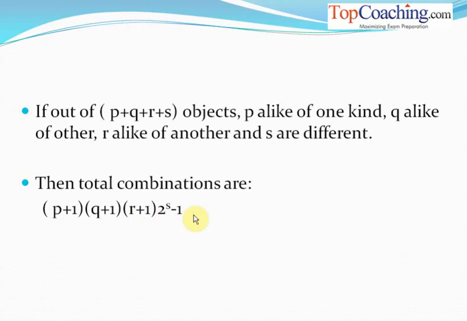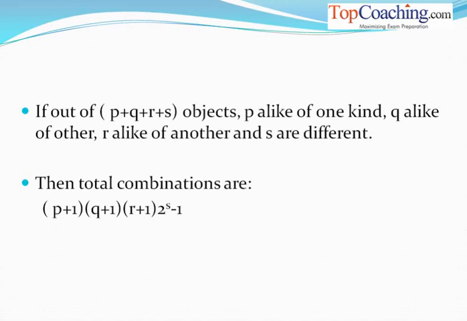Now why does this happen? Because out of P alike objects, the total number of combinations is P plus 1, as we have already discussed. For Q objects, the total combinations would be Q plus 1. Similarly for R objects, the total combinations would be R plus 1. For S different objects, the total number of combinations is equal to 2 to the power S. Why? Because every object in the S group has the option of getting selected or not getting selected. So it has two options. So as there are S objects, it becomes 2 to the power S.